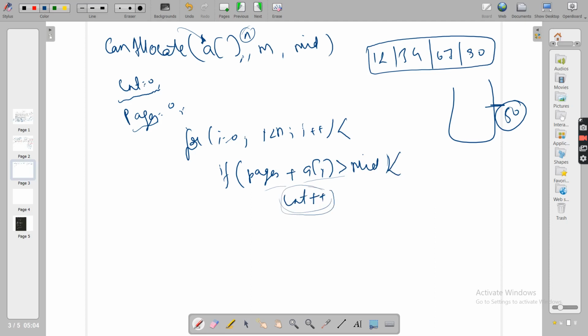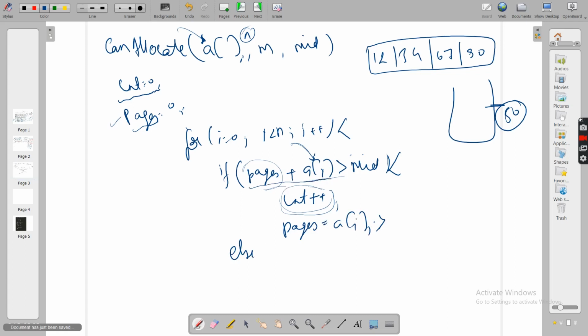So student 1, I am done with you, I am done distributing pages with you, because if I give a of I again, a of I more to the number of pages you were already given, you will cross the upper boundary, the maximum. So you will do count plus plus, and at the same time, for the next student, student number 2, the pages will now start from this a of I value.